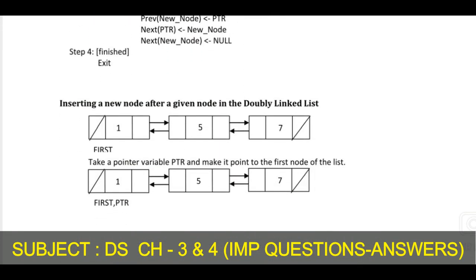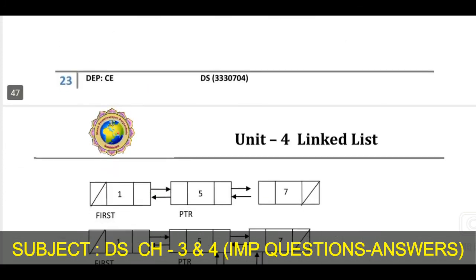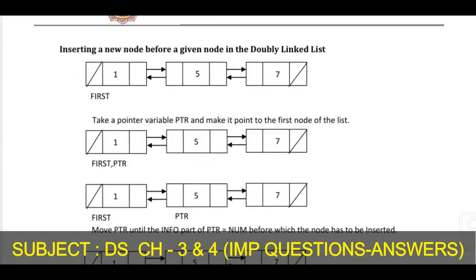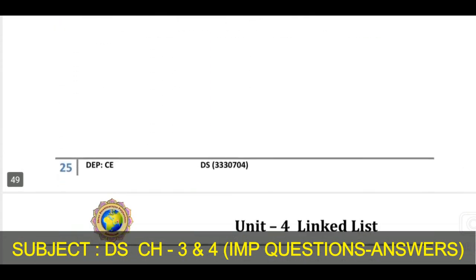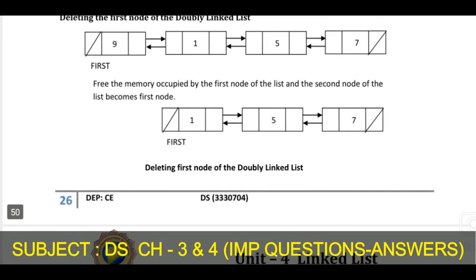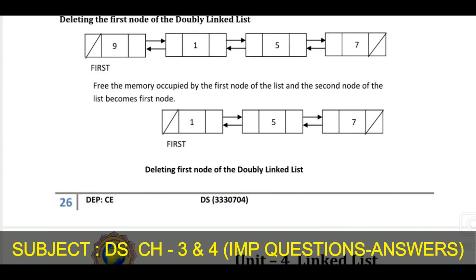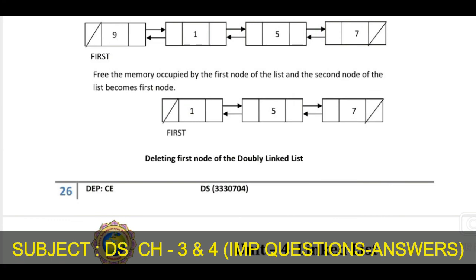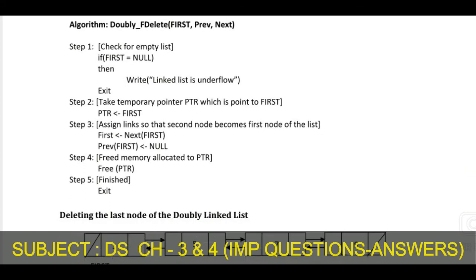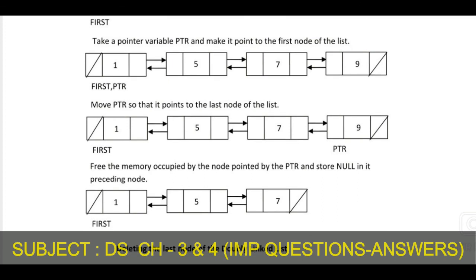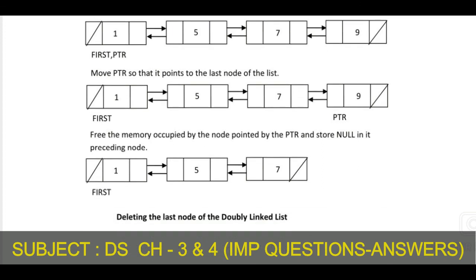Then here next, between, but this is not IMP. Here one is also not IMP for the exam. Here this is not IMP for the exam, but deleting the first node of a doubly linked list is an IMP concept for the exam. So this one is our simple example of a doubly linked list, and here one is the algorithm step. Then here, delete the last node of a doubly linked list is also an IMP concept regarding the GTU exam.